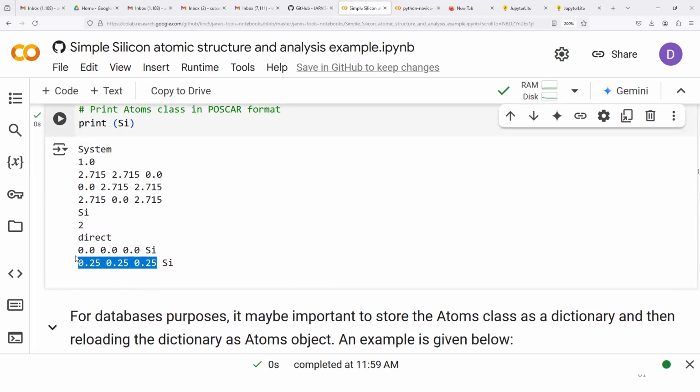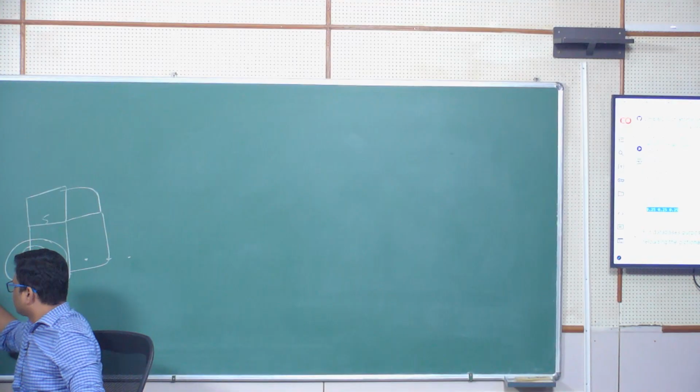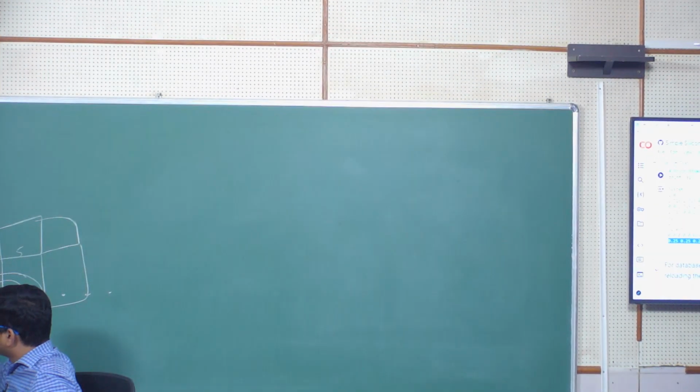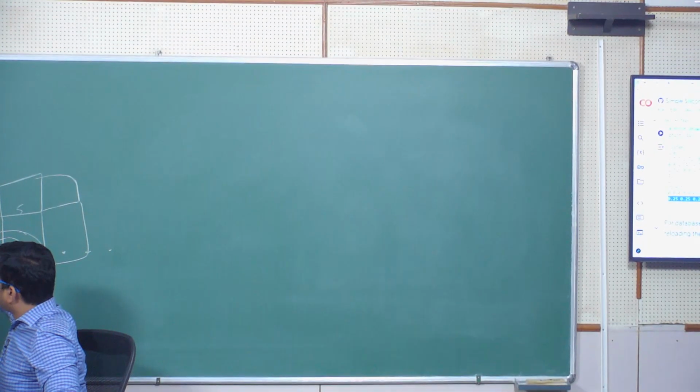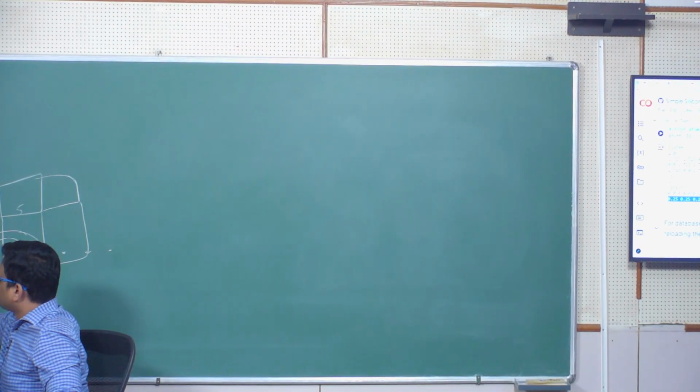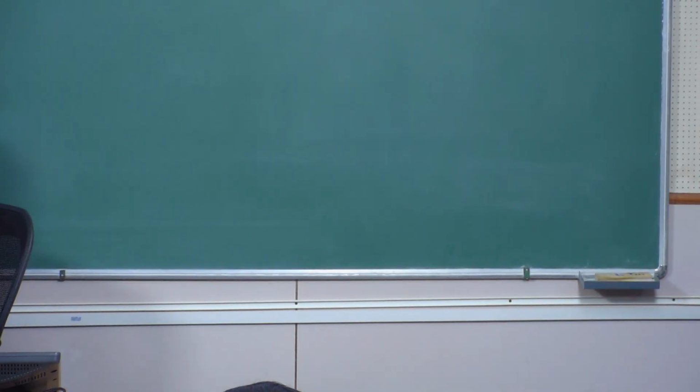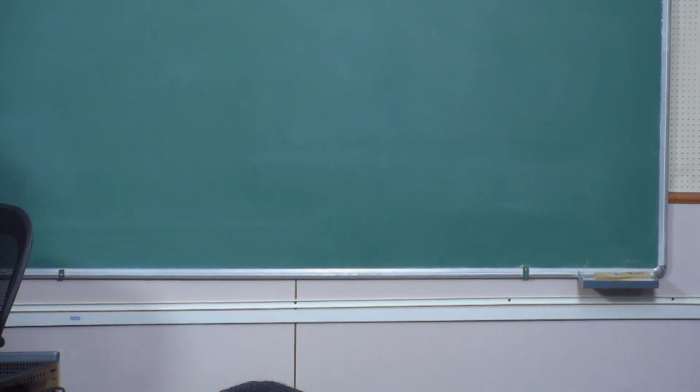So this is 0, 0, 0, the first atom, and 0.25, 0.25, 0.25, the second atom. Yes, this is the X, Y, Z position. So that's how you make the tetrahedra. Remember the famous... So this is 0, 0, 0, and this is 0.25, 0.25, 0.25. And because they are symmetrically similar, you have to do only 2 atoms, and by symmetry, they will replicate themselves.